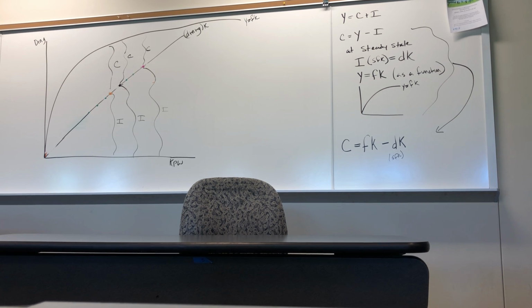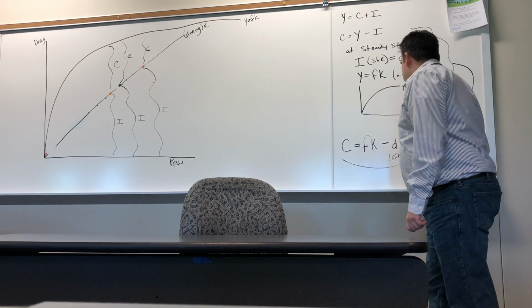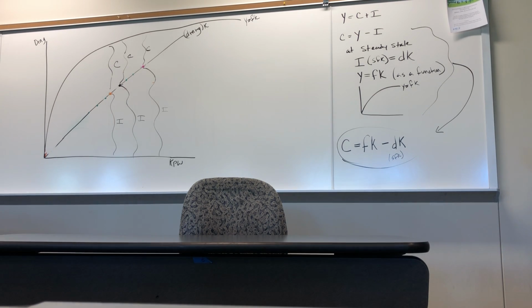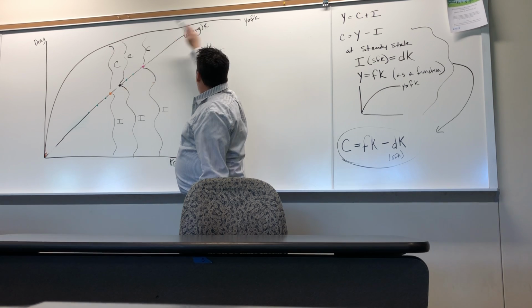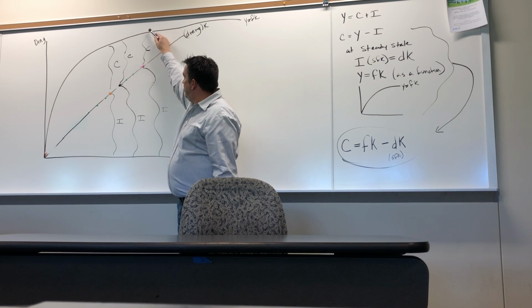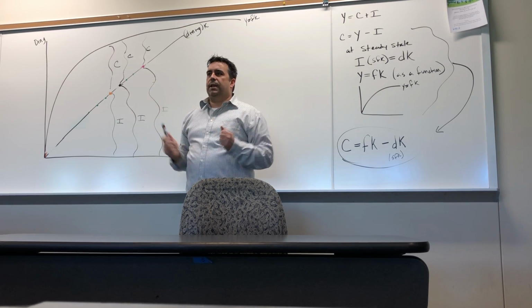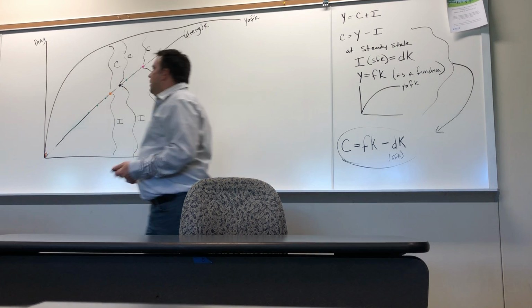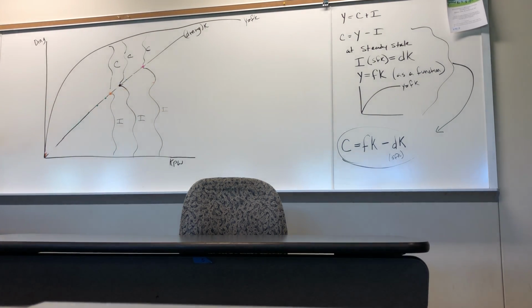I'm left with this. What we see here is a picture of this equation. That C is equal to whatever my output function is minus whatever my depreciation function is, assuming we're at a steady state. Because we know that this point is where we separate out our I. Right? Good? Not good? Anyone?